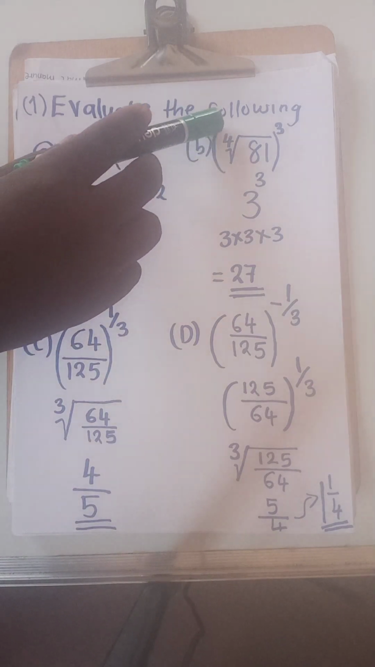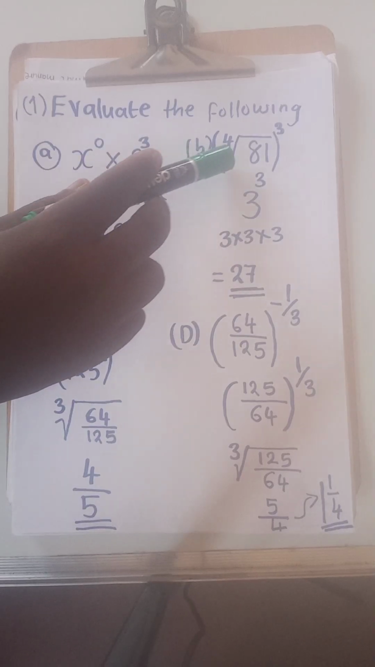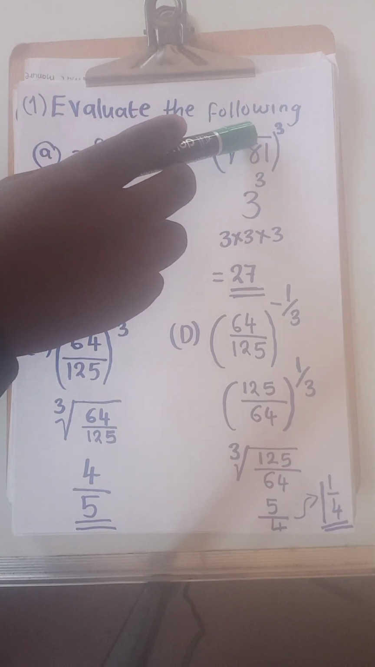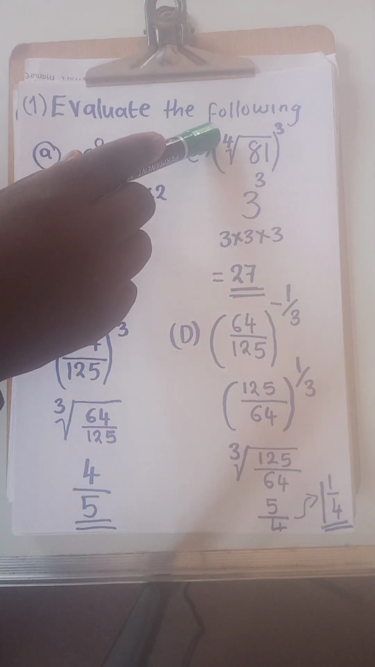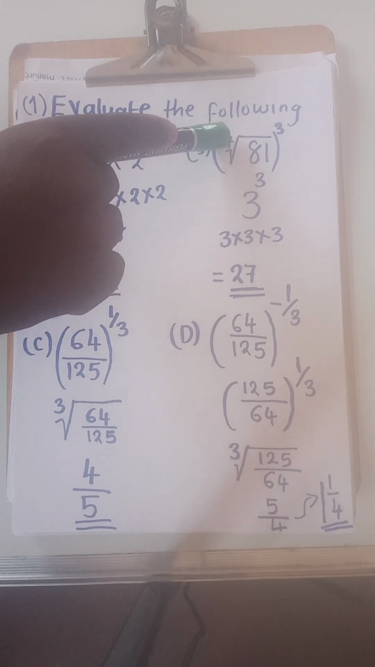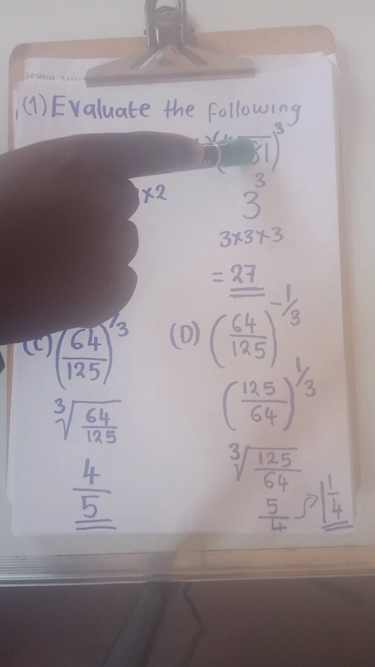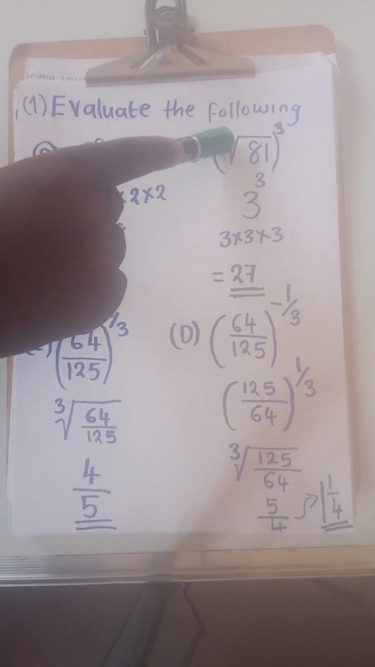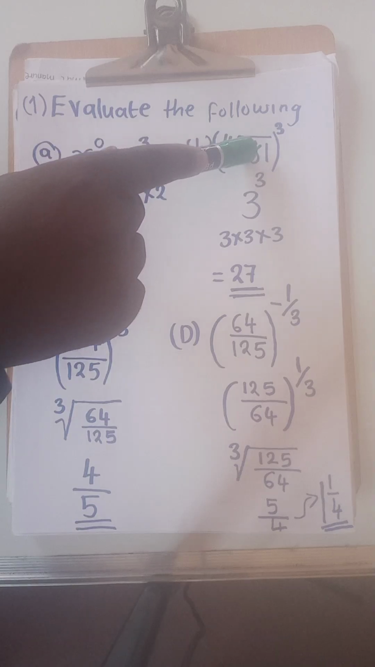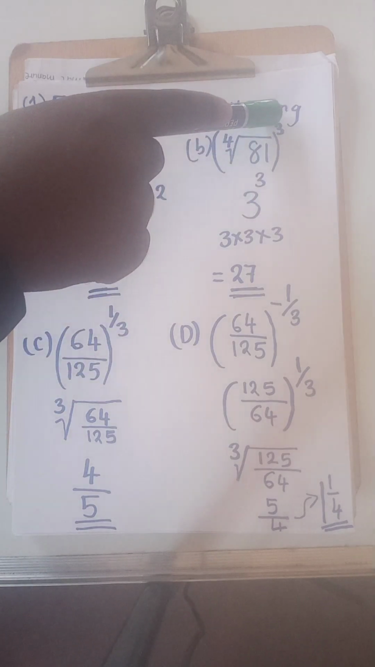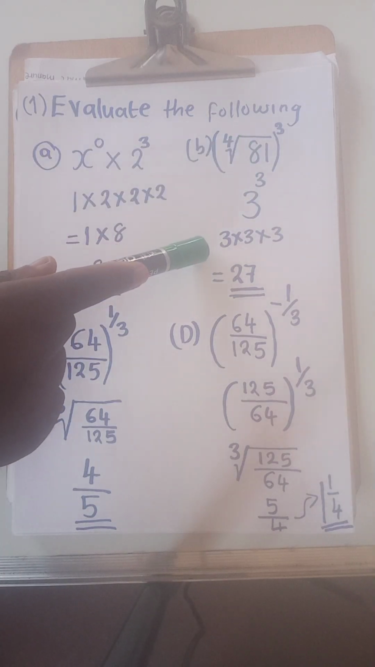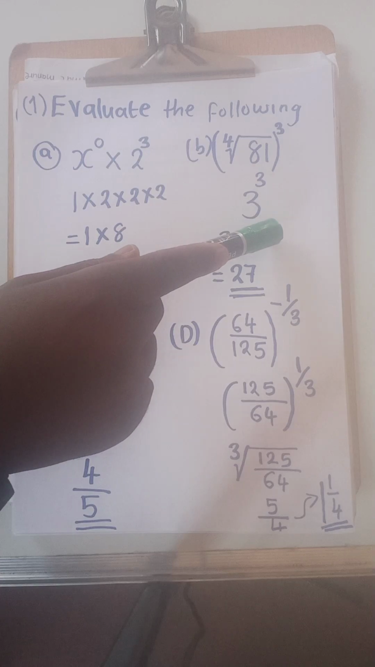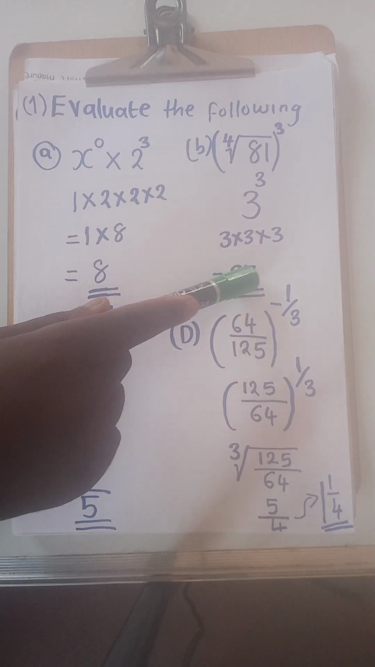We go to B. It says evaluate, open brackets, fourth root of 81, close, to the power 3. So this 4 is simply telling you, look for a number. When you multiply it 4 times, you should get 81. And that number is 3. And there is a power, which is 3. So 3 to the power 3 simply means 3 times 3 times 3. What do you get? 27.